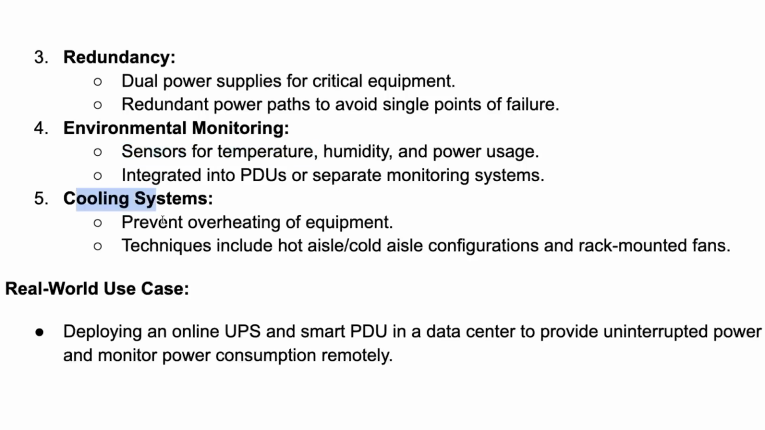Then there's the cooling system, which prevents overheating of equipment, and it could be the hot aisle, cold aisle configuration and rack-mounted fans. And again, super complex cooling systems. Probably commercial air conditioners will be used for massive warehouses like the ones that Amazon or Google have. So cooling systems are very, very important because these devices can get very hot very quickly and they can generate very, very many degrees of heat.